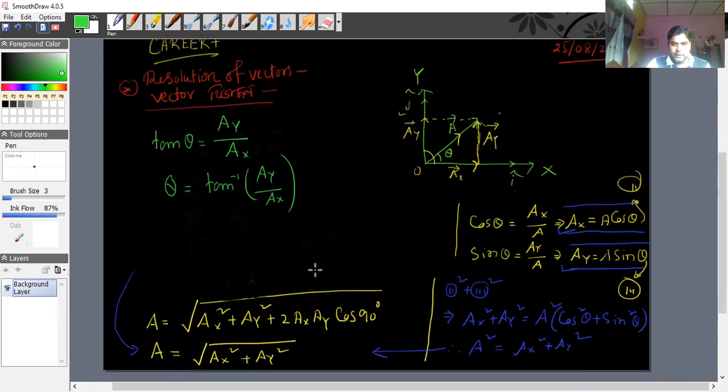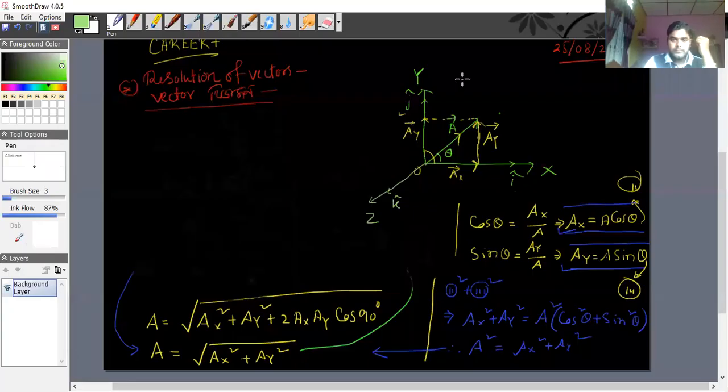So both are denoted by the equations. Say suppose this is equation number 4 and this is equation number 3. So that means equation 3 gives us the magnitude of vector A and equation 4 gives us the direction of vector A. Now the case of 3 dimensions. For the 3-dimensional situation, vector A will be represented this way.